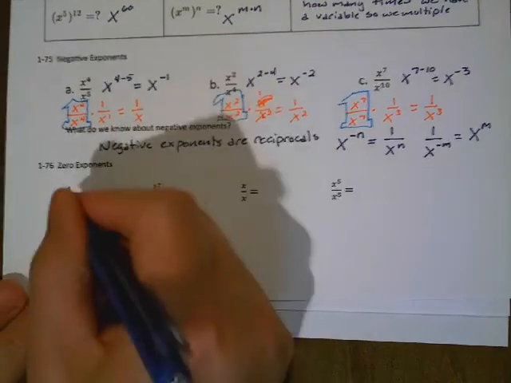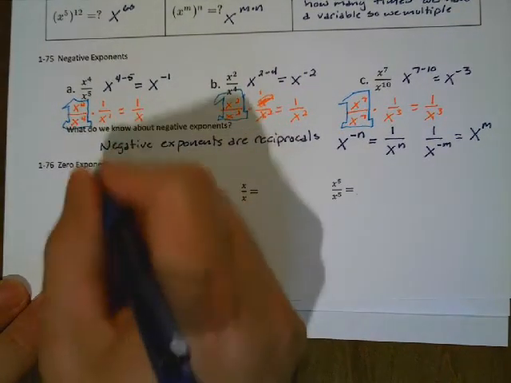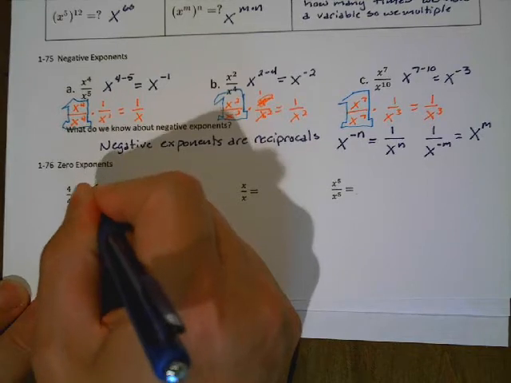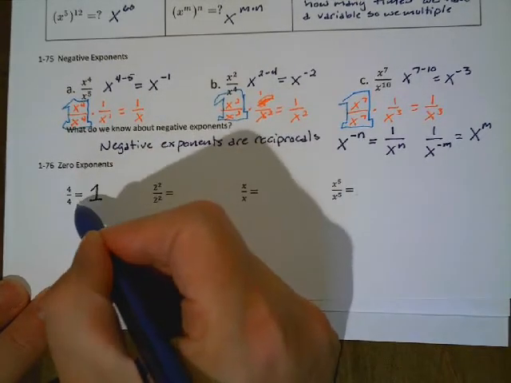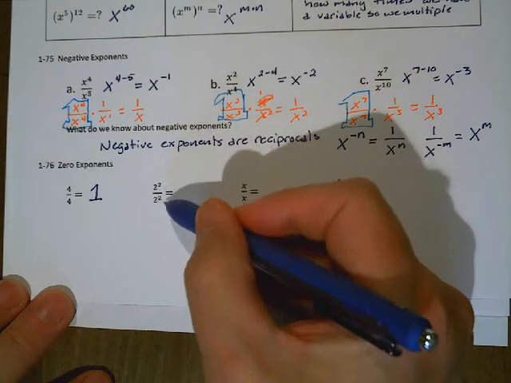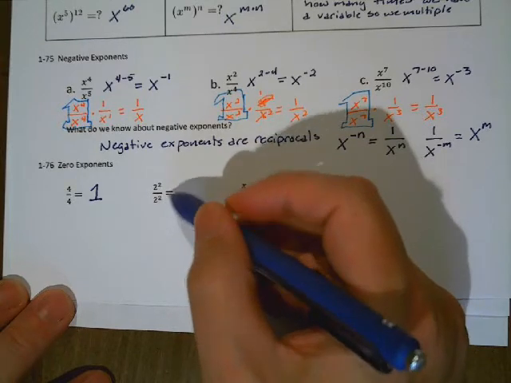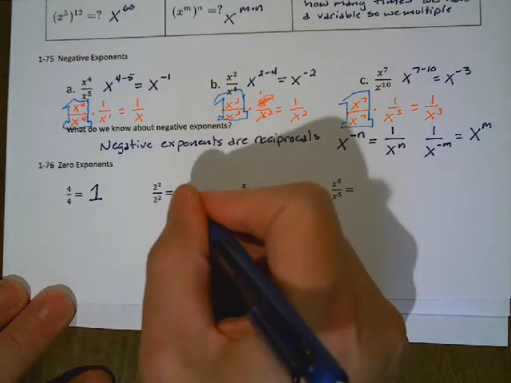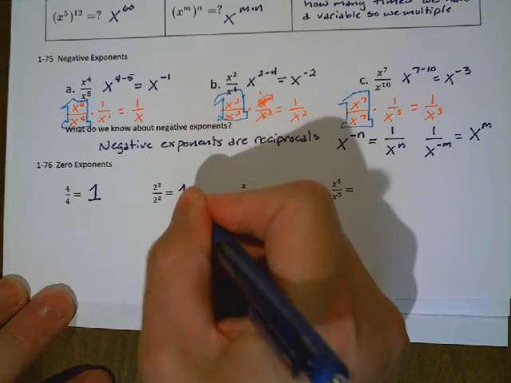This one says 4 divided by 4, and I know that is 1. Now another way to think of 4 divided by 4 would be 2 to the second divided by 2 to the second. Now since it's still 4 divided by 4, I know that answer is still 1.